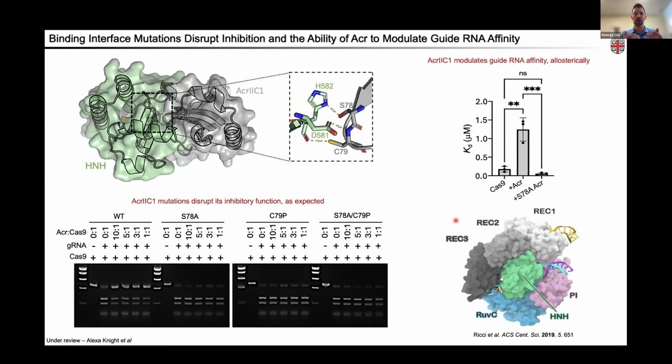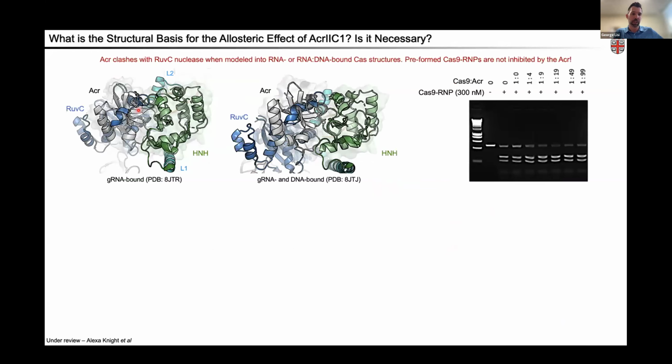And so it is propagating some sort of effect to that domain that we have not yet teased out. And what's really cool is that the anti-CRISPR, if you think about it in the context of a full structure versus our isolated structure, actually clashes with the nuclease, suggesting that it actually wants to bind to an allosteric region of H and H, not orthosteric.